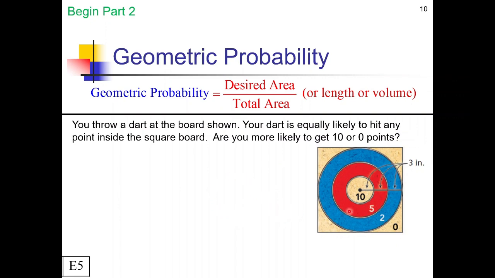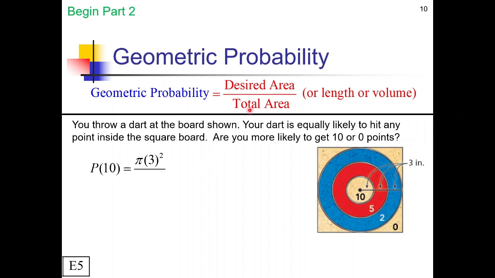So first, let's look at the desired area, this little circle in here. What is the area of a circle? Well, it's pi times the radius squared. The radius, according to this diagram, is 3, and it's 3 more for each ring that we go out here. So this is going to be pi times 3 squared, which we'll calculate in a minute.